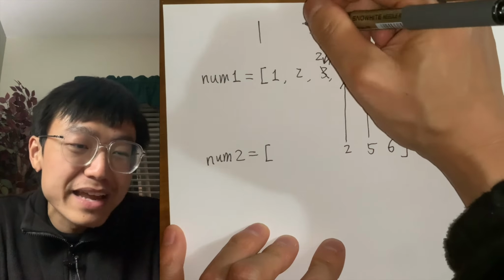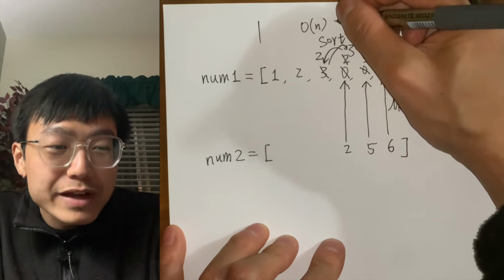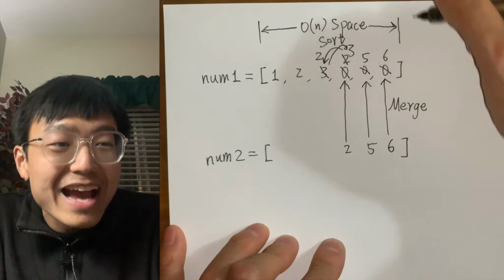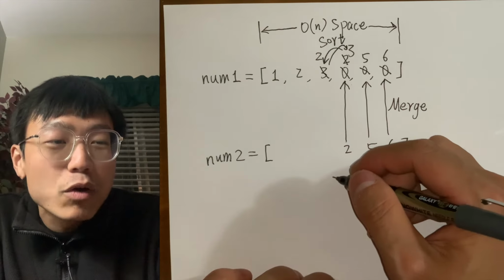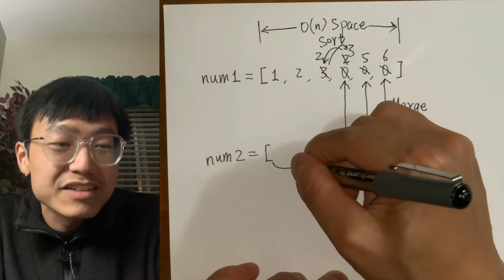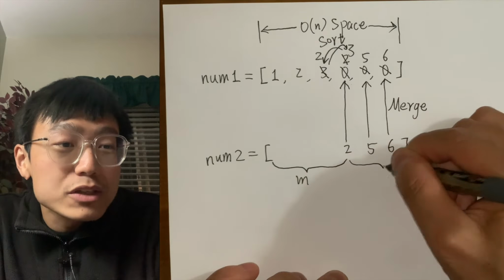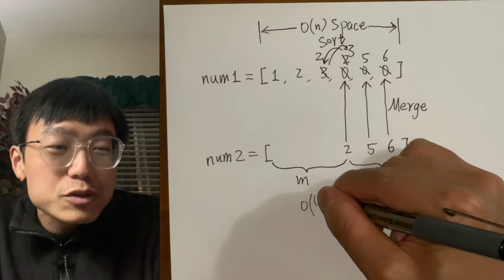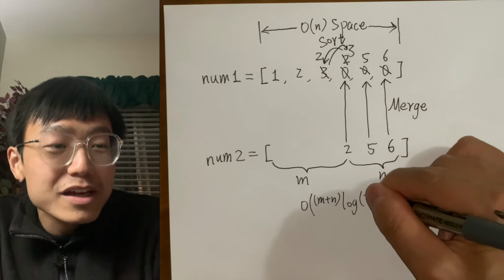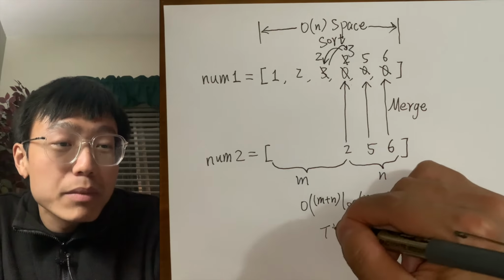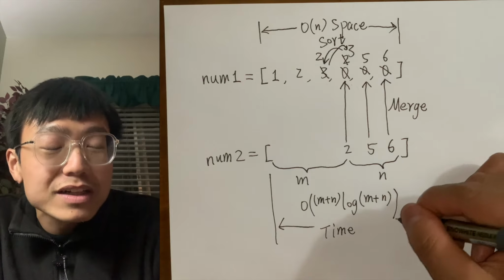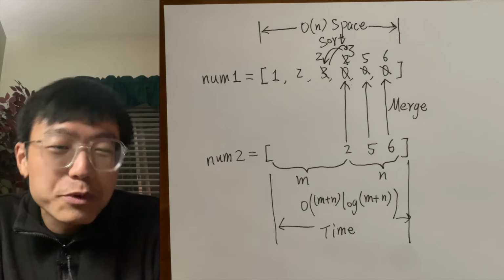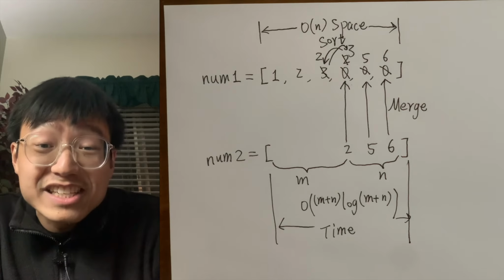Let's talk about the complexity. Most programming languages have a built-in sorting algorithm that uses O of n space, and the cost of sorting a list of length x using a built-in sorting algorithm is O of x log x. In this case we are sorting a list of length m plus n, so the total time complexity is O of (n plus m) log (n plus m). This approach has a high time complexity because we are not taking advantage of the existing sorting.